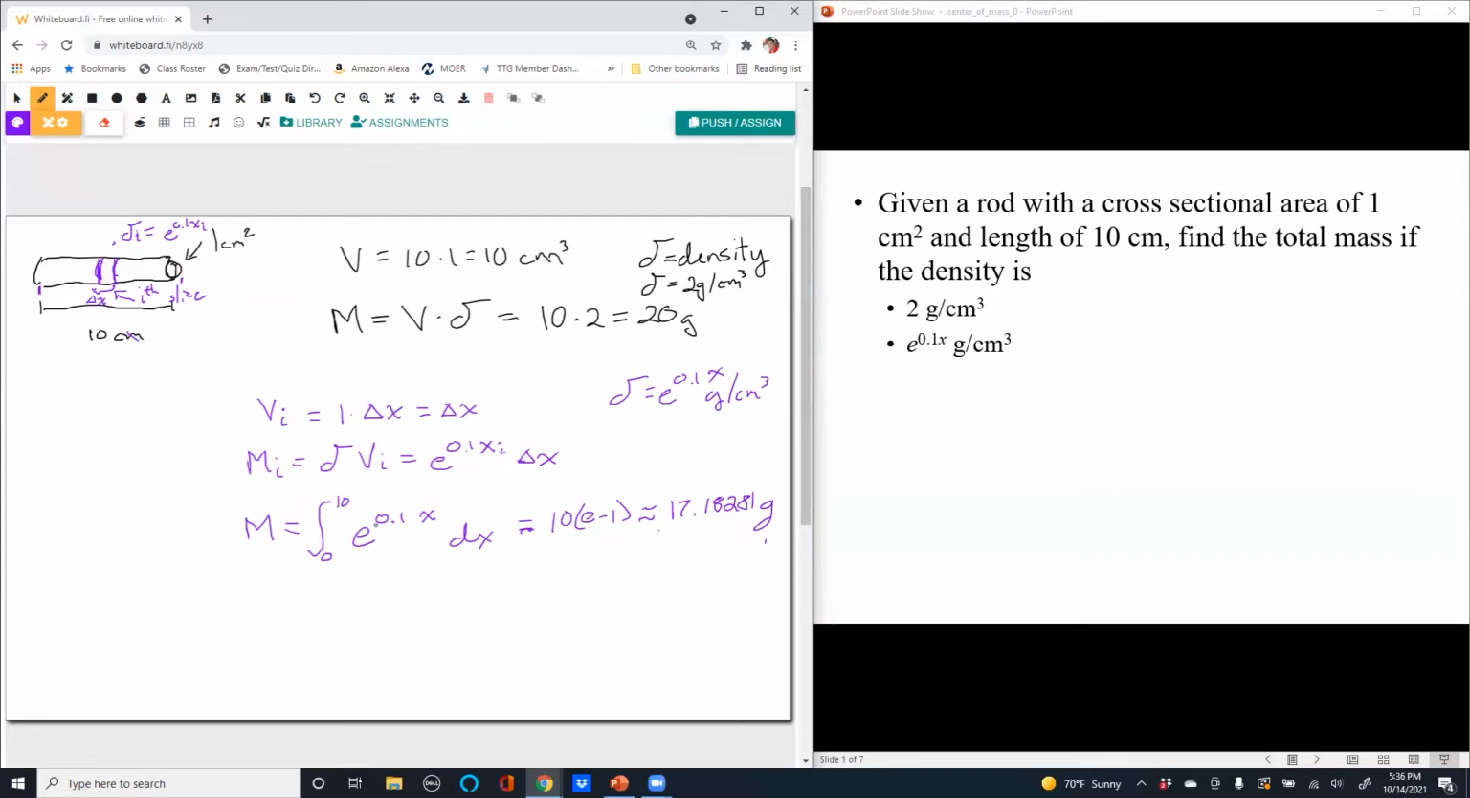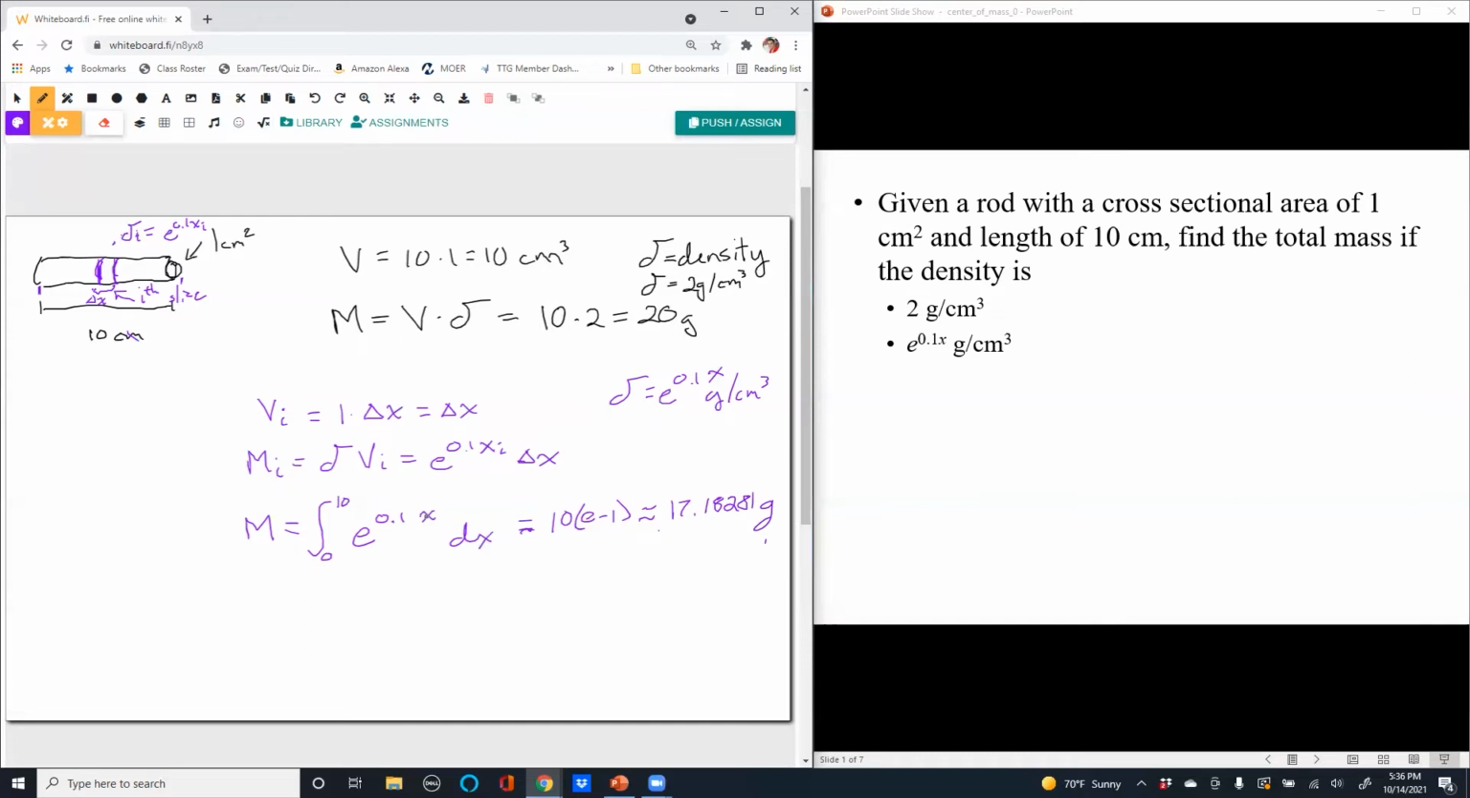Okay, questions about this blue example with the varying density? And these rod problems are actually pretty common. You're going to see a couple in the homework, and depending on how much time we have after these examples, hopefully you'll have a chance to try one today too.